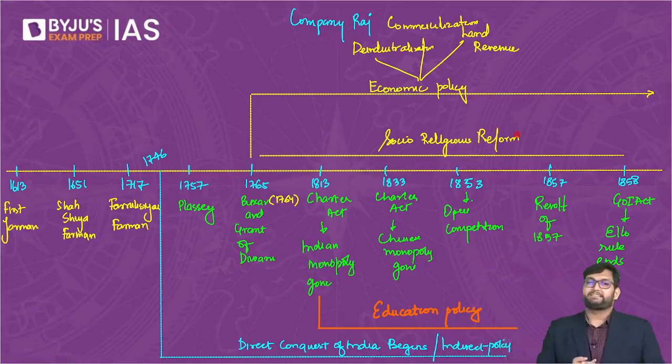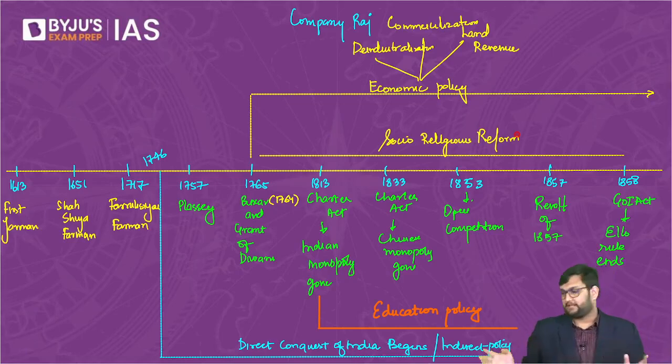And this is the basic period of the company. The company will pursue a specific education policy. They will start direct conquest in the first Carnatic War. Indirect conquest will happen in the background. Economic policy after grant of Diwani is going to be important. Social justice reform movement will keep on going on.